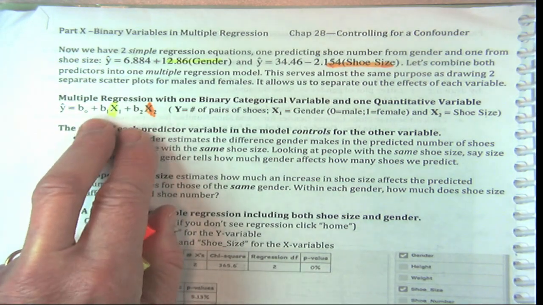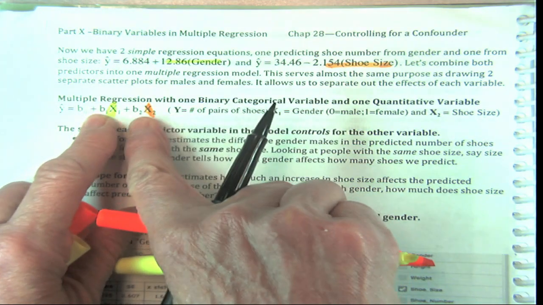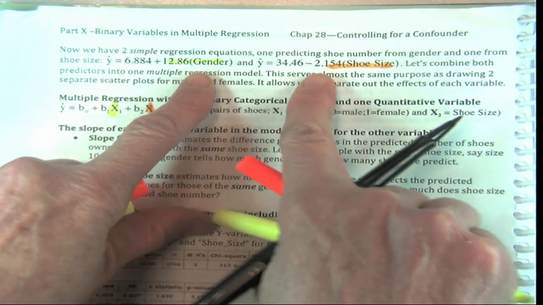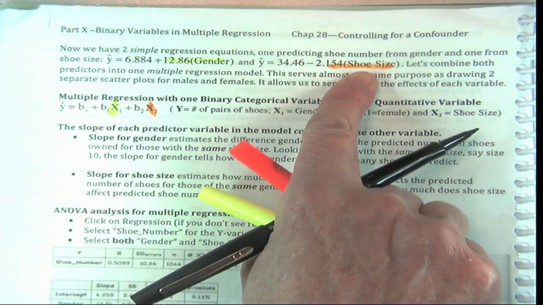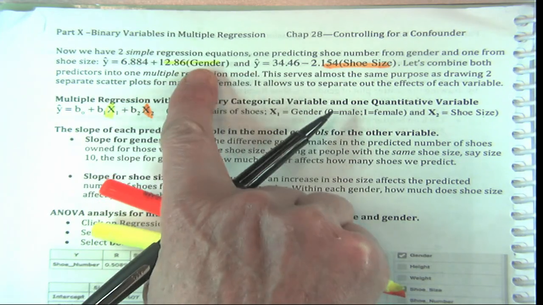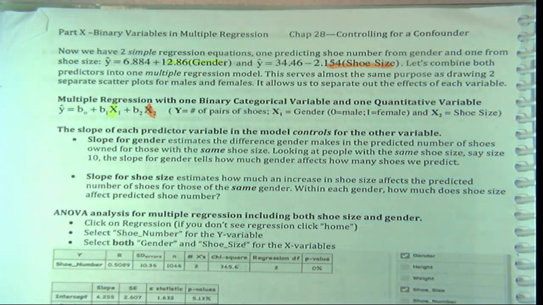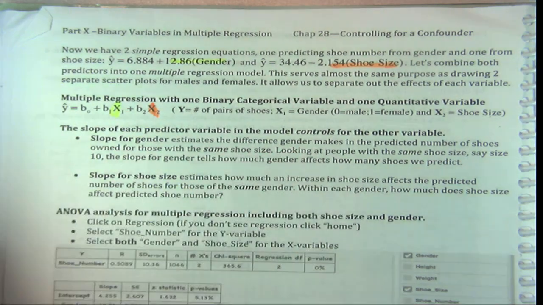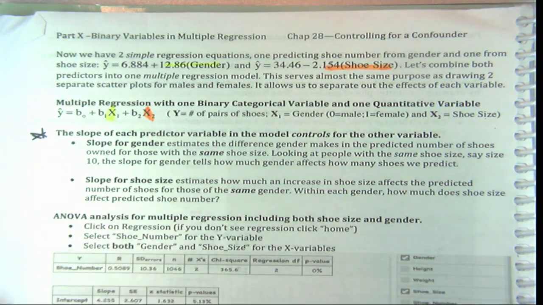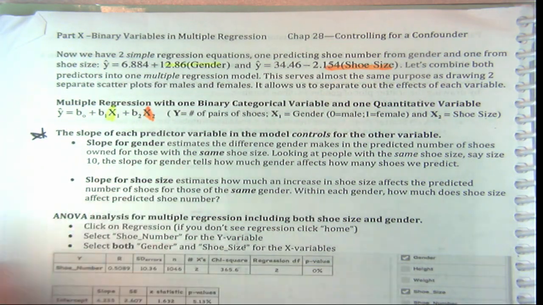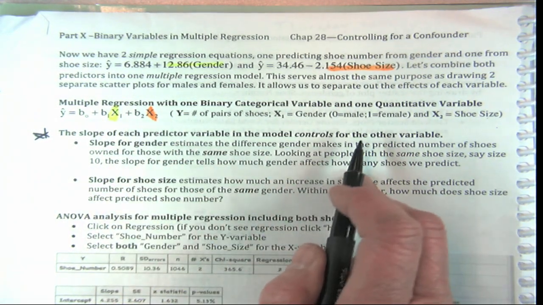And what you're going to see is these betas, these slopes, you would think, oh, you're going to get the same slopes here. You're not. You're not going to get the same slopes. What you're going to see is this shoe size is almost going to disappear because of the confounding, because these two are very correlated. Okay, so the slope of each predictor variable, and this is super important, controls for the other variable.